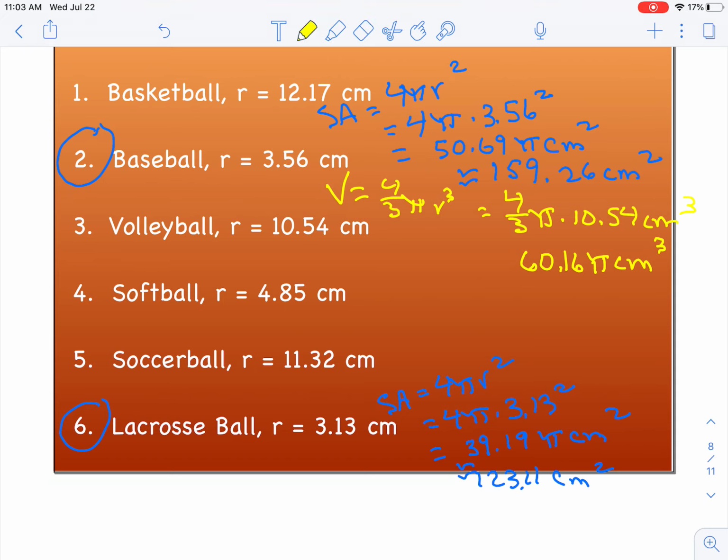Actually, that's the exact answer. And the approximate answer is 188.99 centimeters cubed. Let's do the volume of the lacrosse ball.